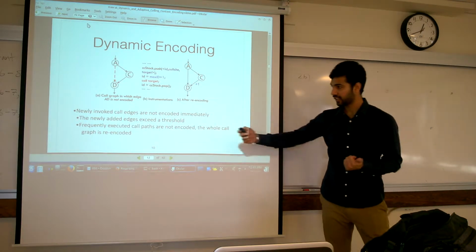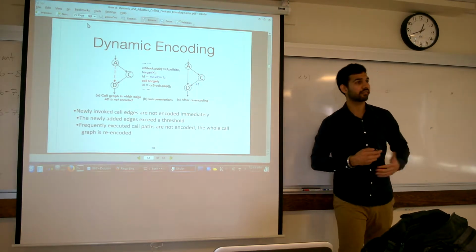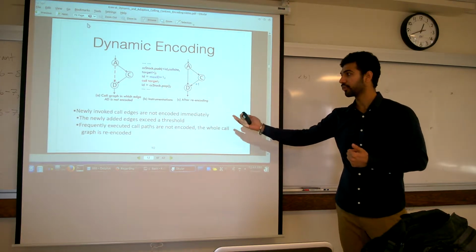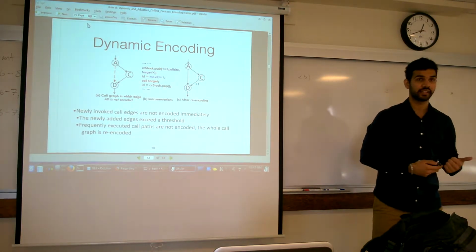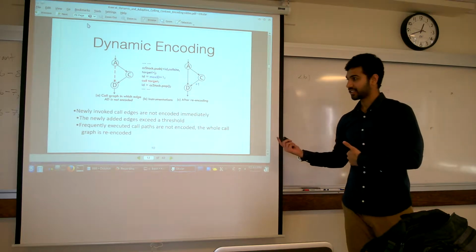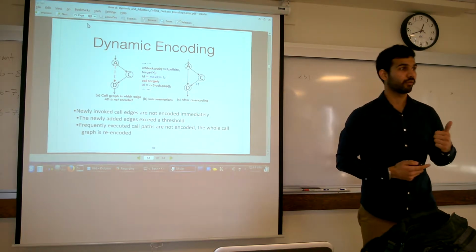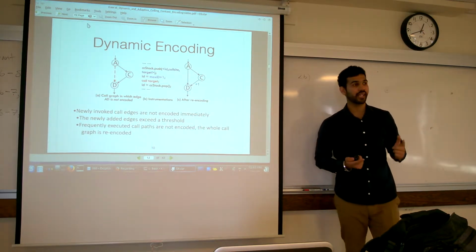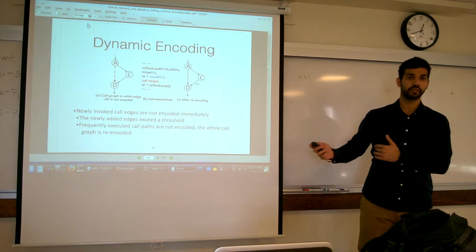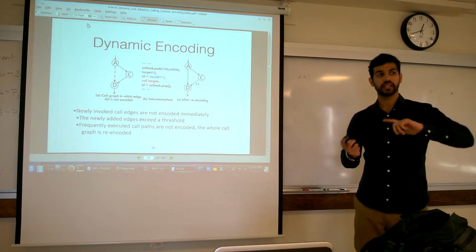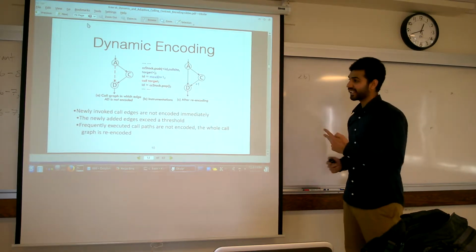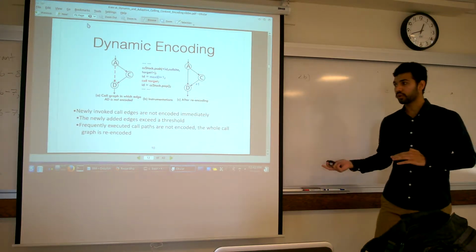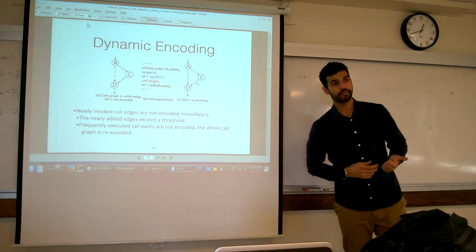So as he said, the call graph grows as we call more functions. Now the newly invoked edges are not encoded immediately. They are only encoded when two conditions are satisfied. The first one is when the newly added edges exceed a certain threshold, then the whole thing is encoded. Second, when the frequently executed call paths are not encoded, the whole call graph is re-encoded.